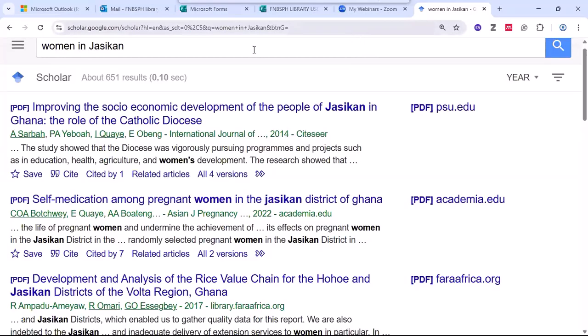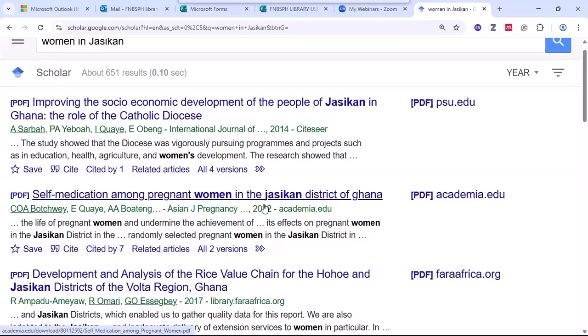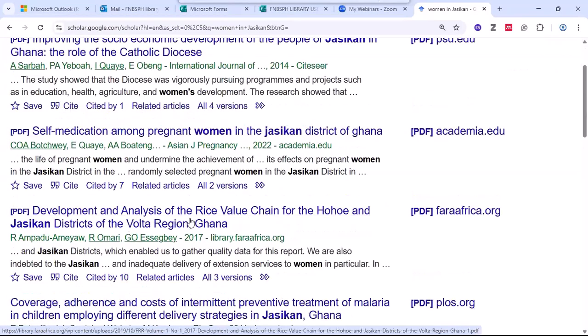So the important thing is that women shows up in the title. Jasikan also shows up in the title. Even the preposition in shows up in the title. But between the in and Jasikan of our phrase, there's an article inserted. The next one: development analysis of the rice value chain for the Hohoe and Jasikan districts of the Volta region.